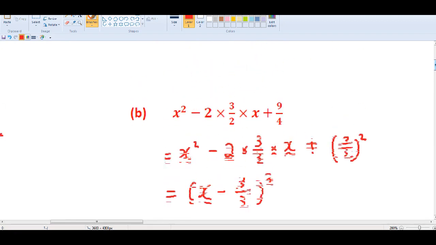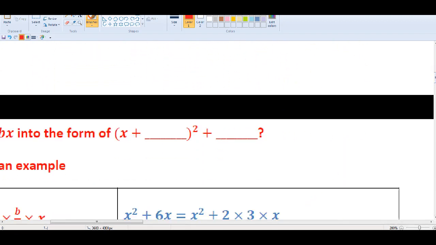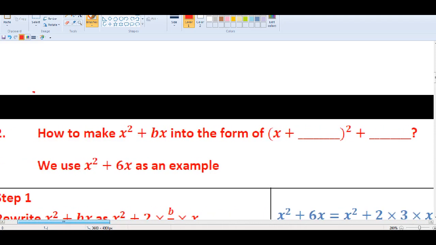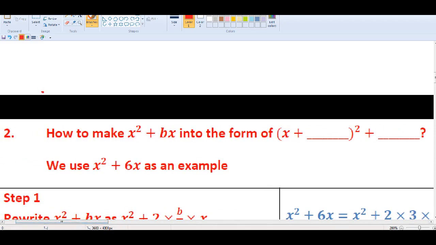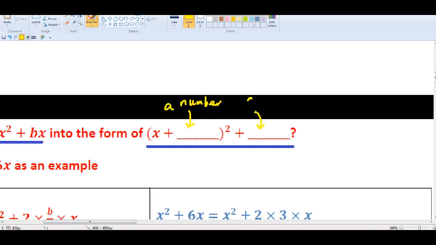The purpose of learning this is to rewrite this form into the form of this one. So you've got x squared plus bx. You need to rewrite that into x plus a number, so this here is a number, and also here another number could be different.